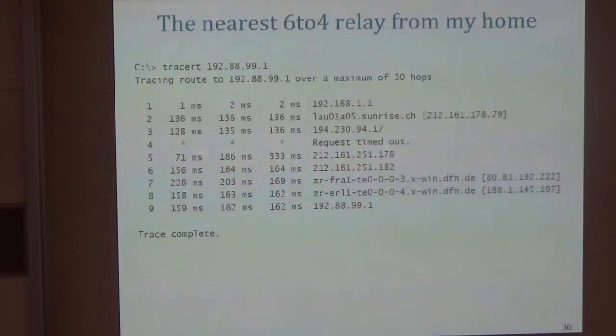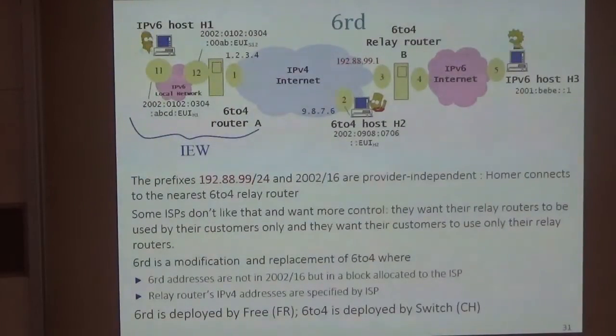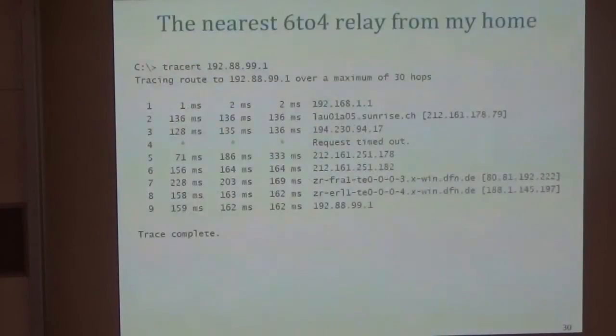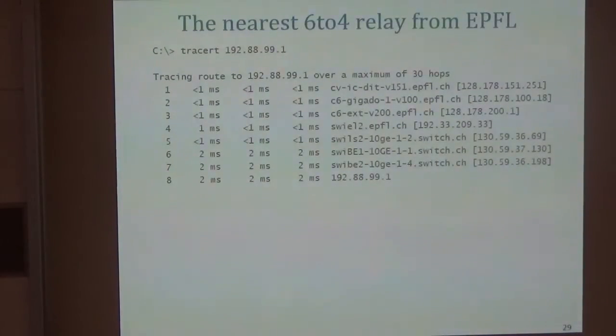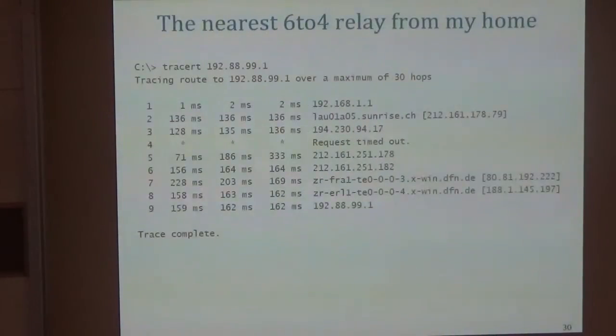And I will conclude with just this slide, the last slide of the year. If I ping from home the nearest one, so if we're at EPFL, we see everything as expected. The 6to4 relay router is provided by SWITCH, who is our ISP. If I'm at home, my ISP, or the one I had at that time, which was Sunrise, doesn't have a 6to4 relay router because they don't care about that kind of thing, just do marketing. So the 6to4 relay router that's found is the one of some other provider, in fact, a German provider.